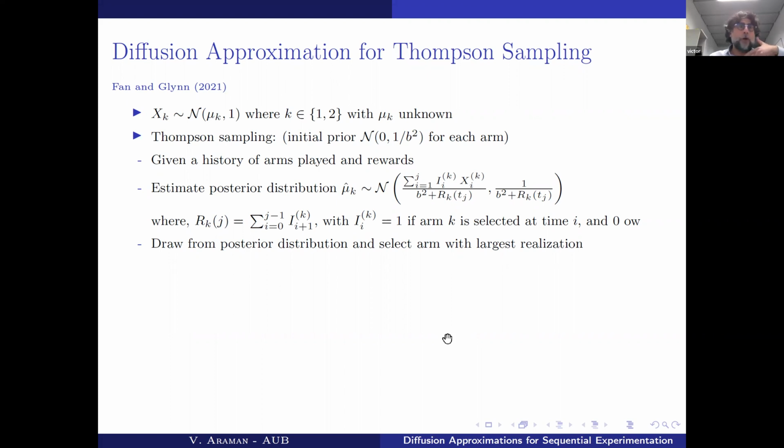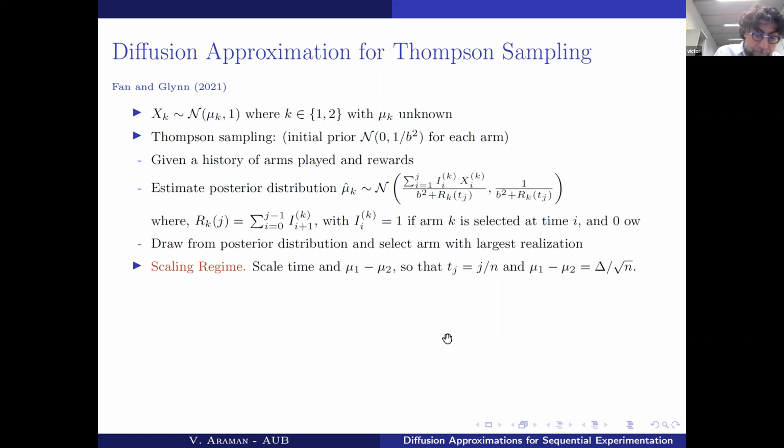The approach in general would be to try to show, as I said earlier, that the regret is minimized, and what the error of that regret is, by letting the horizon go to infinity. What they do in this paper is they have a dual scaling again, whereby they scale time. They define time t_j as j over n, where n is their scaling parameter.